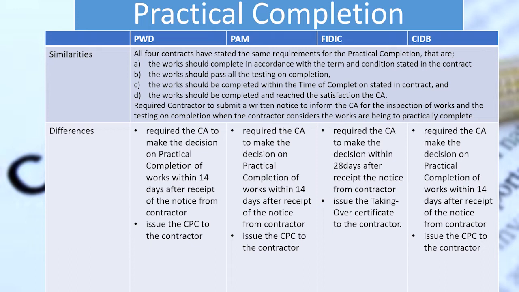For the difference, PWD, PAM and CIDB require the CA to make the decision on practical completion within 14 days after receipt of the notice from the contractor. And if the work has achieved practical completion, the CPC should be issued to the contractor. While in FIDIC, the CA is required to make the decision within 28 days after receipt of the notice from the contractor. And if the work has achieved practical completion, the taking over certificate should be issued to the contractor.